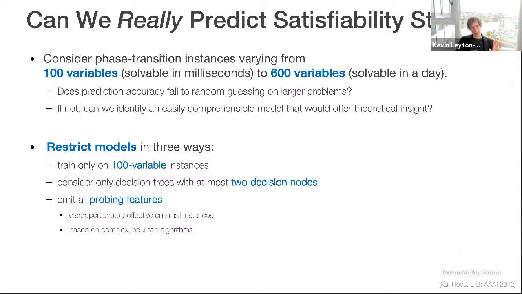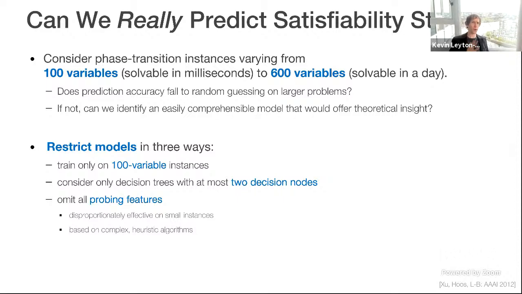And what we wanted to know was, as the problem size is scaled up, would prediction accuracy fall to random guessing as problems get bigger? And if not, can we identify some easily comprehensible model that would offer theoretical insight into what was going on? This experimental setup was inspired by conversations with some theorists, I think in part at Simons, who just didn't believe that this was really going to be possible to do. They thought it might just be a small size effect. And of course, because all of our experiments are empirical, I can't really ever say that this isn't a small size effect, because whatever finite size I look at, you can always tell me is small. But here's the best I can do to try to argue that this isn't a small size effect.